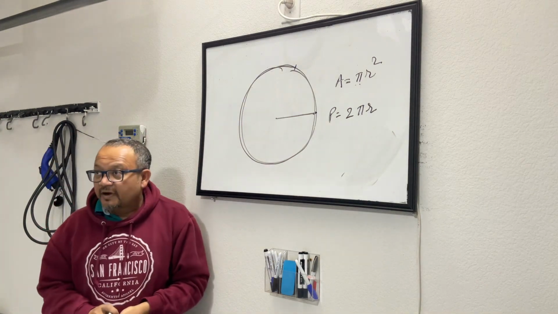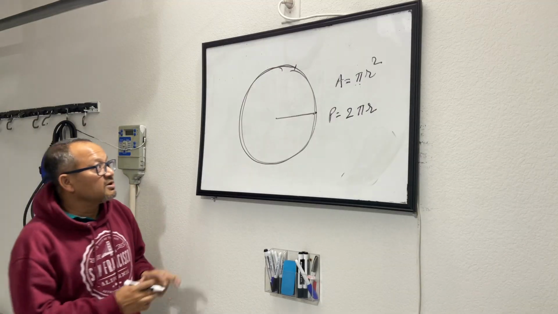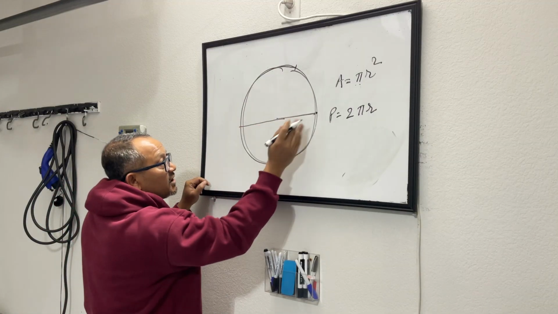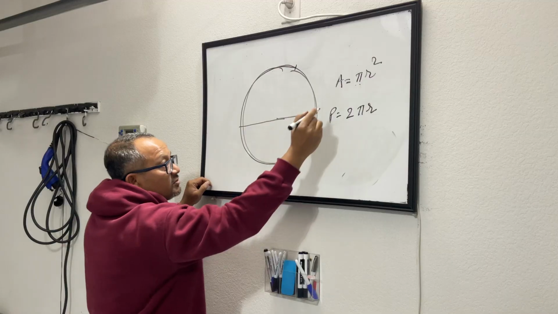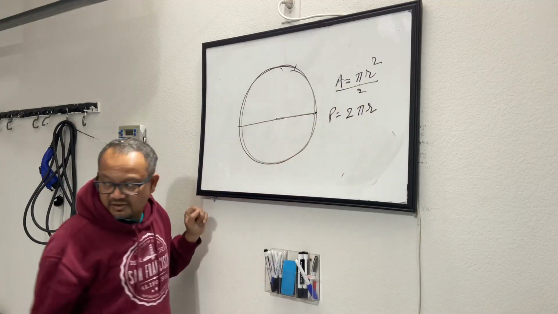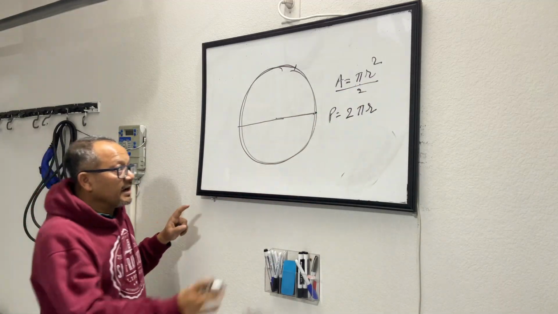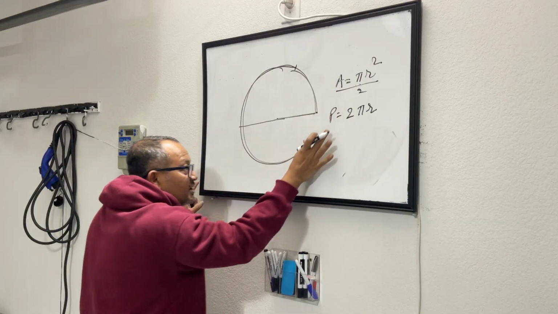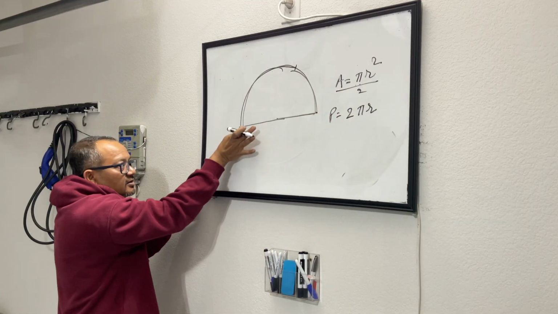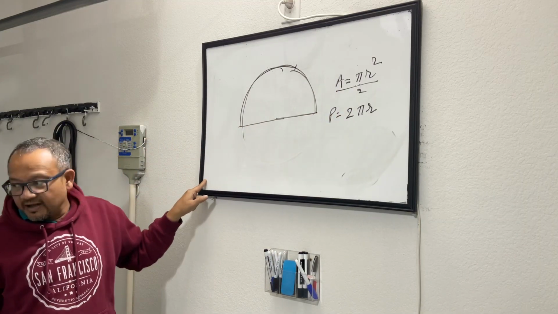Now somebody says, okay, find out the area of a semicircle. Okay, whatever is the area of a whole circle, divide that by 2. That will be the area of a semicircle. And somebody says, find out the perimeter of the semicircle. Then that is a little interesting.